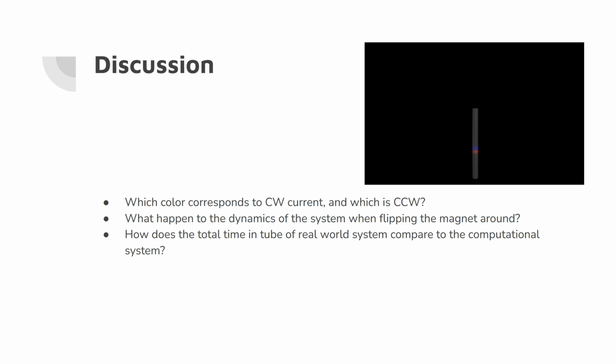And if I were to flip the magnet around, the blue color would represent a clockwise current and the red color would represent a counterclockwise current, since the magnetic flux will be flipped for both situations.